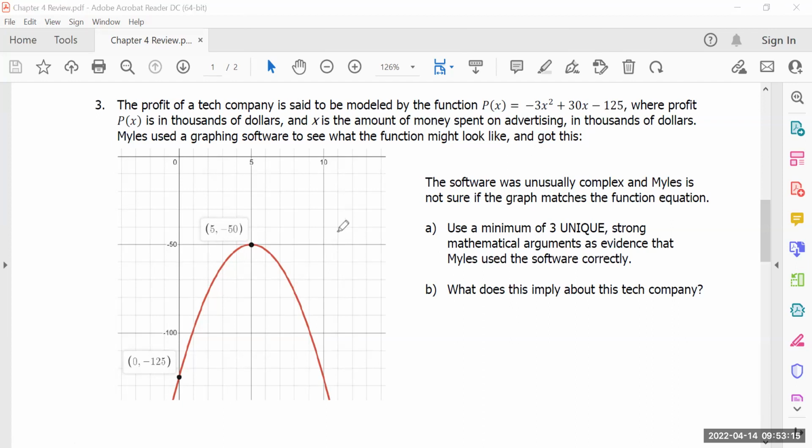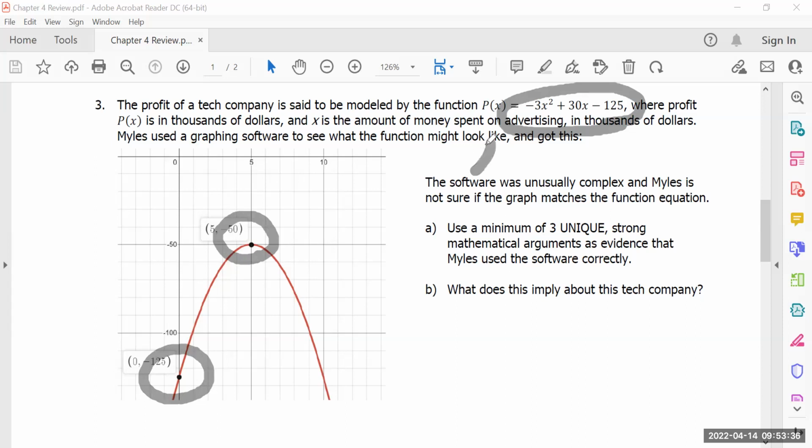Number one, I noticed that the vertex is (5, -50). Maybe we can check to see if the vertex of this matches that. Number two, I noticed that the y-intercept is (0, -125). Maybe we can plug in x equals 0 and see what the y value turns into. And if it matches (0, -125), that's another argument.